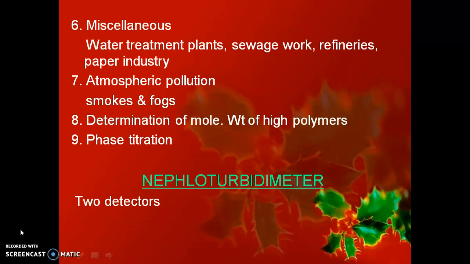Then water treatment plants, sewage works, refineries, paper industries: in all these we can use this technique. In atmospheric pollution, for determination of smokes and fogs, we can use turbidimeter and nephelometer. For determination of molecular weight of high polymers, it is used a little bit. For phase transition studies, it is also used a little bit.